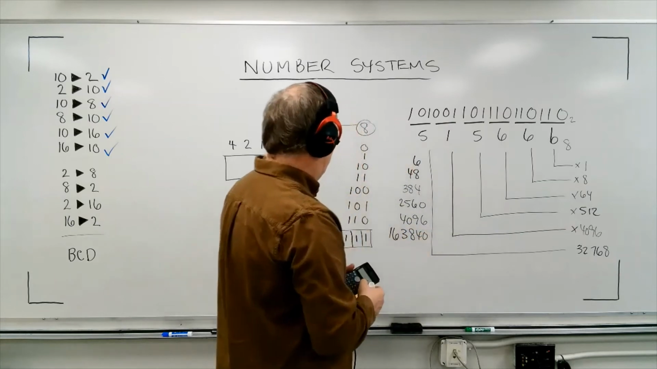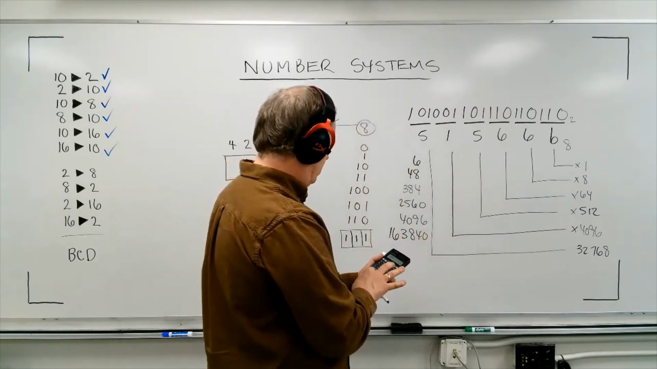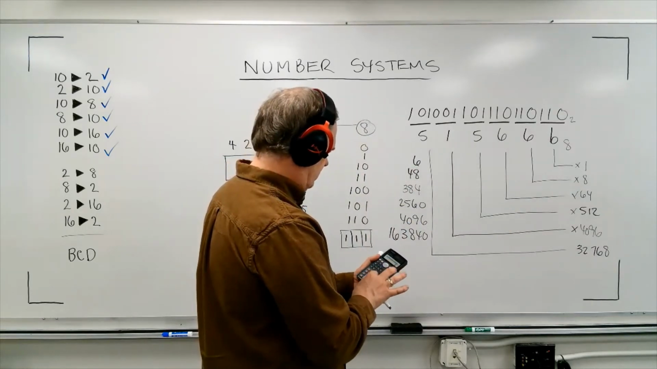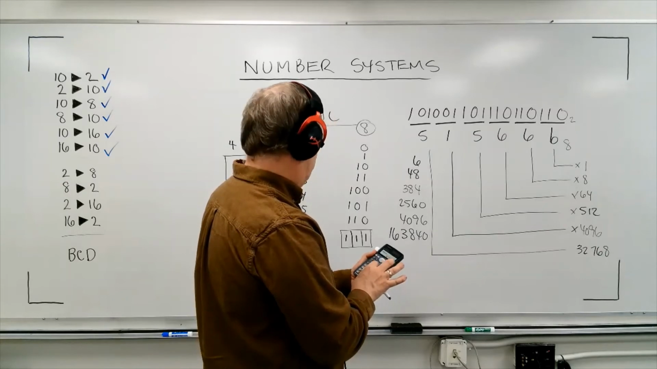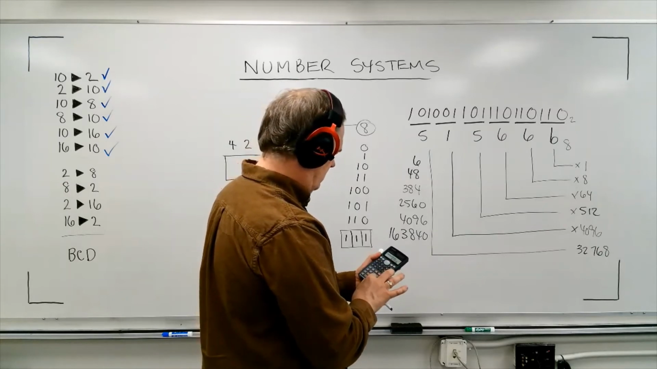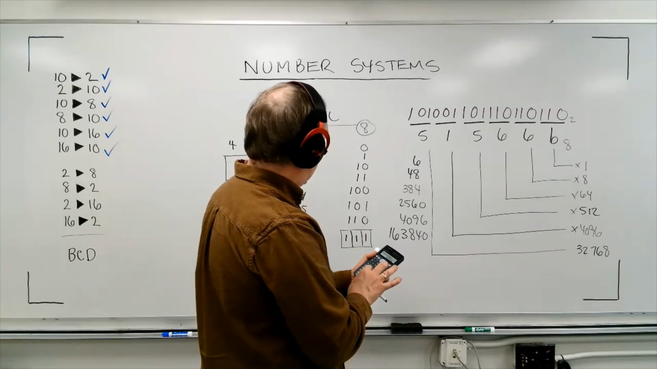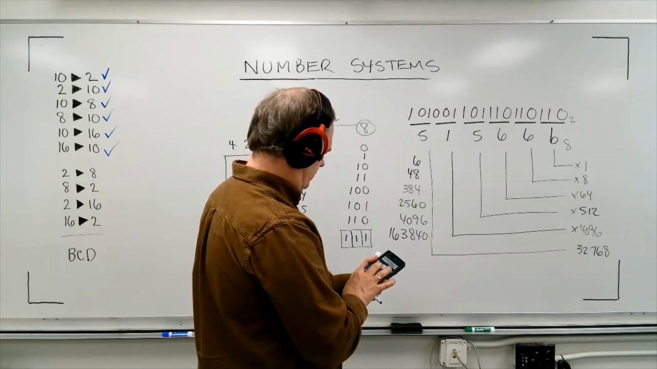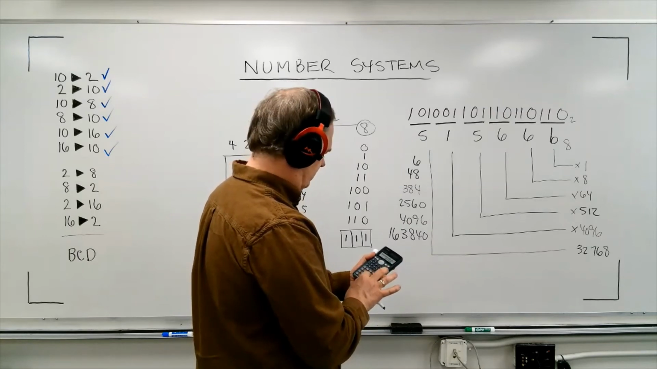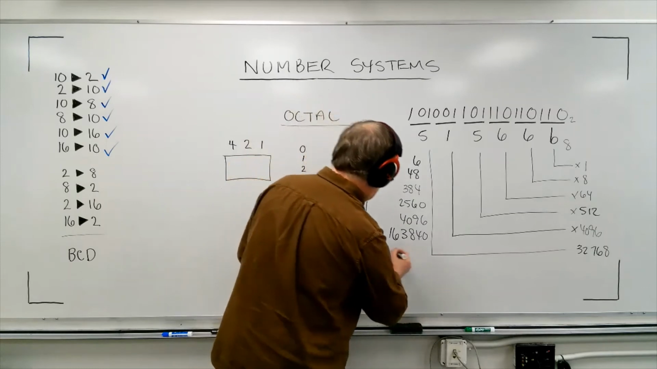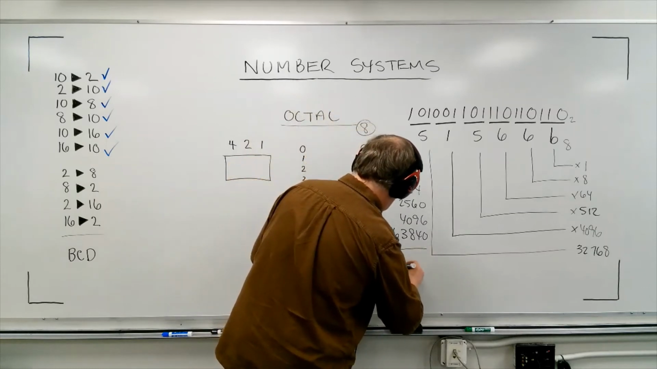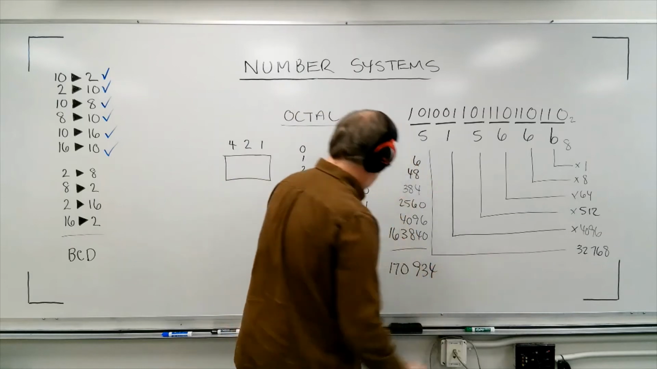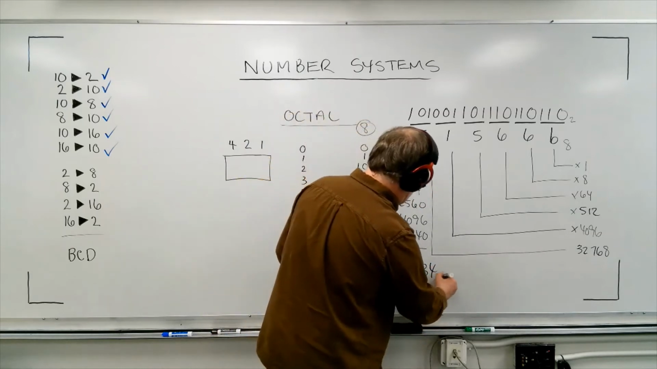163,840. And now if I add these up, I'm going to go 163,840 plus 4096 plus 2560 plus 384 plus 48 plus 6. That equals 170,934. Now, this should be a base 10 number, right?